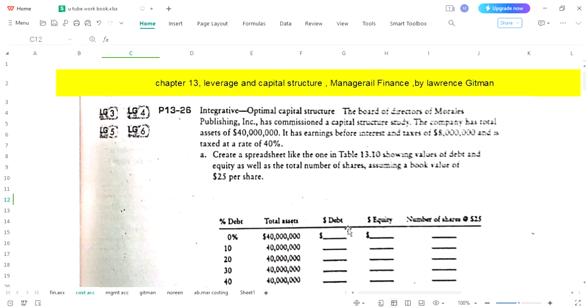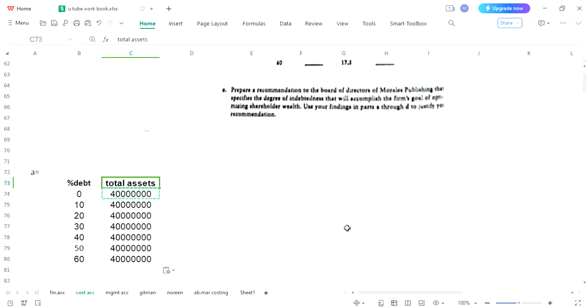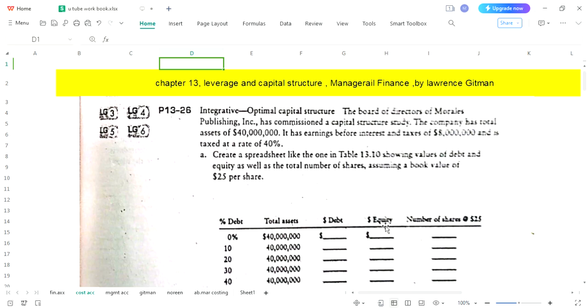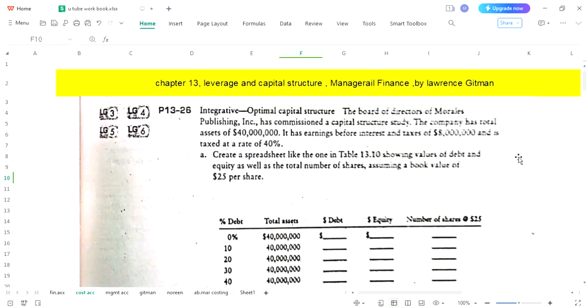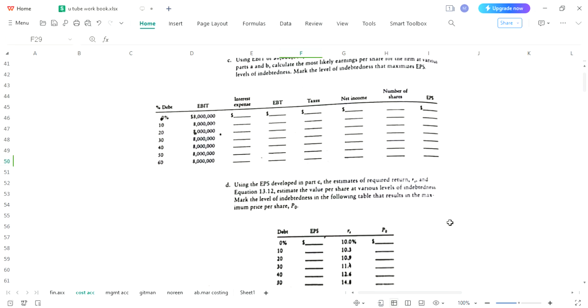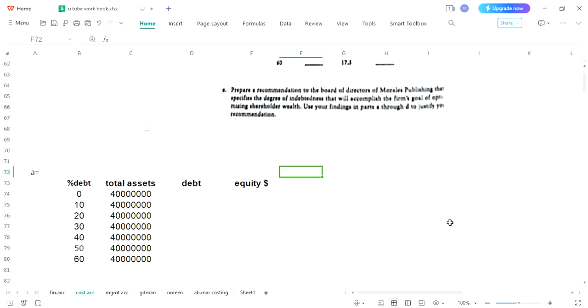Then we need to see how much debt is present. Next, we need to put the part of equity in dollars. So equity would be written here, but in terms of dollars. Then the next heading is your number of shares. So here you will calculate your number of shares.